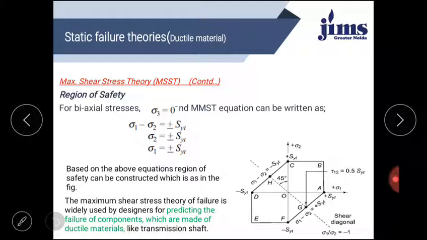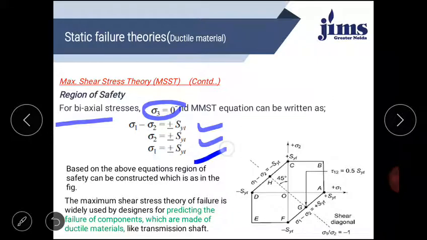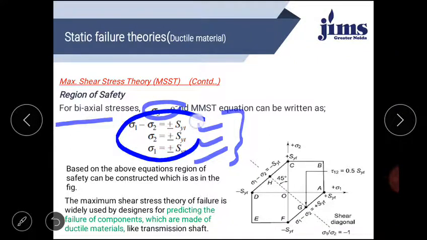In case we take biaxial stresses, sigma 3 will be 0, and the MSST equation can be written as: sigma 1 minus sigma 2 is equal to plus minus SYT is the first equation, sigma 2 is equal to plus minus SYT is the second equation, and sigma 1 is equal to plus minus SYT is the third equation. These are the three equations when we consider a biaxial system.